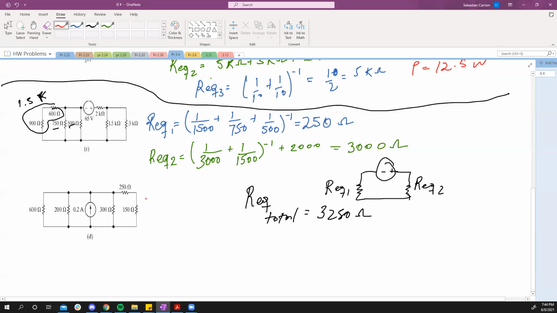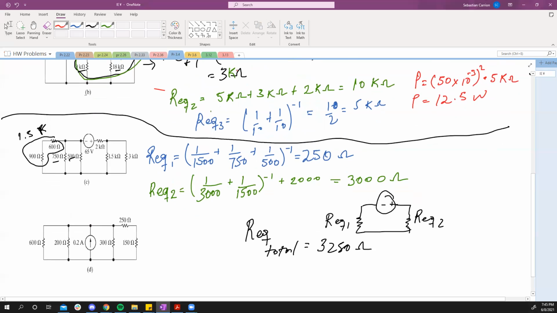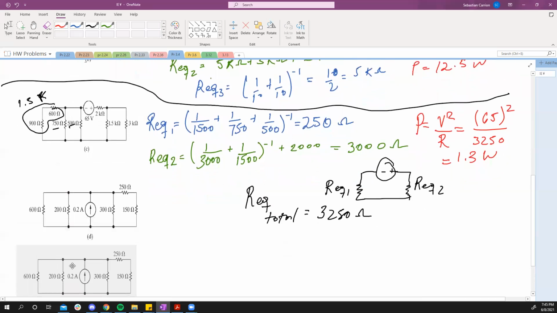And the power dissipated should be this formula. No, voltage. 65 squared divided by 3250. Use a calculator. It's going to be 1.3 watts. I'm going to move this down.